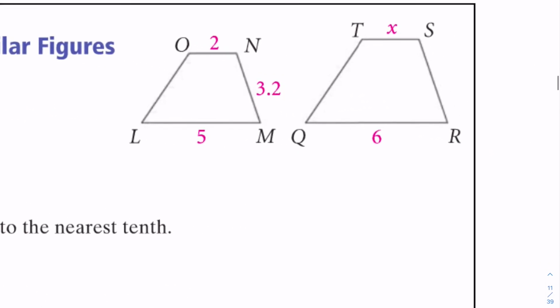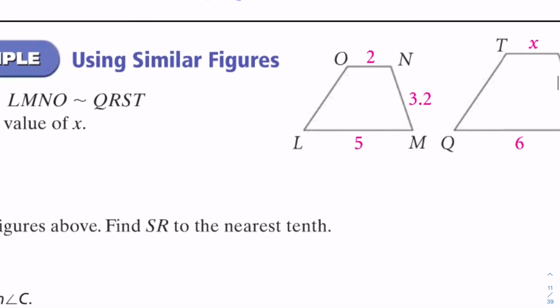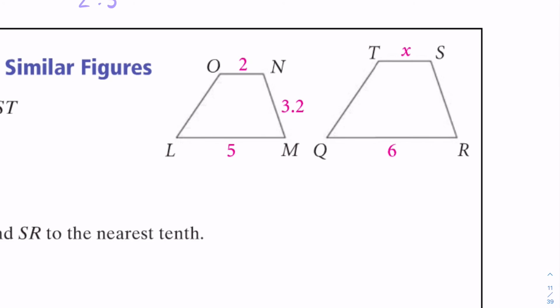So we know that LM and QR are proportional. We know that MN and RS are proportional. We know that NO and ST are proportional. So we're looking at all of these to look for proportionality. See this 3.2? It's kind of not needed because there's nothing here to make it similar. But here are the similar items I can focus in on: 2 and x, and 5 and 6.